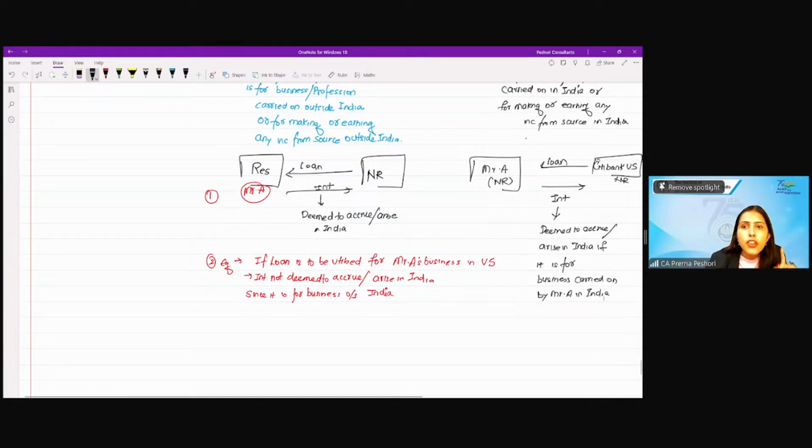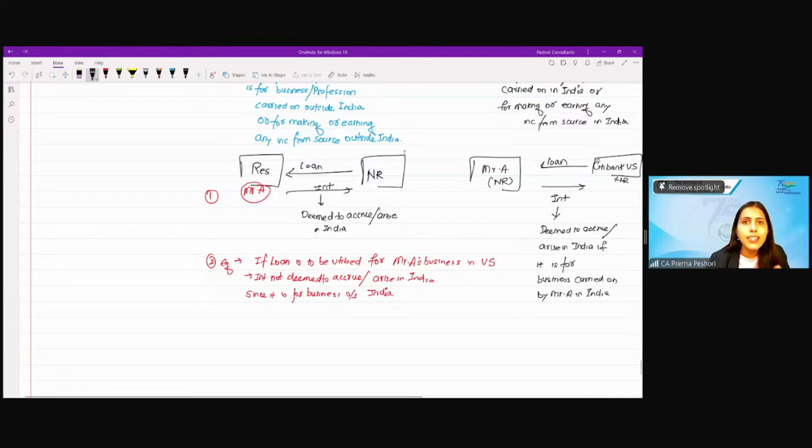So that finishes your source rule with respect to interest, dividend, royalties, and FTS. Any questions, any doubts so far? Is the accrual concept clear for all the incomes? Yes or no, students? Any questions, any doubt? Fine.